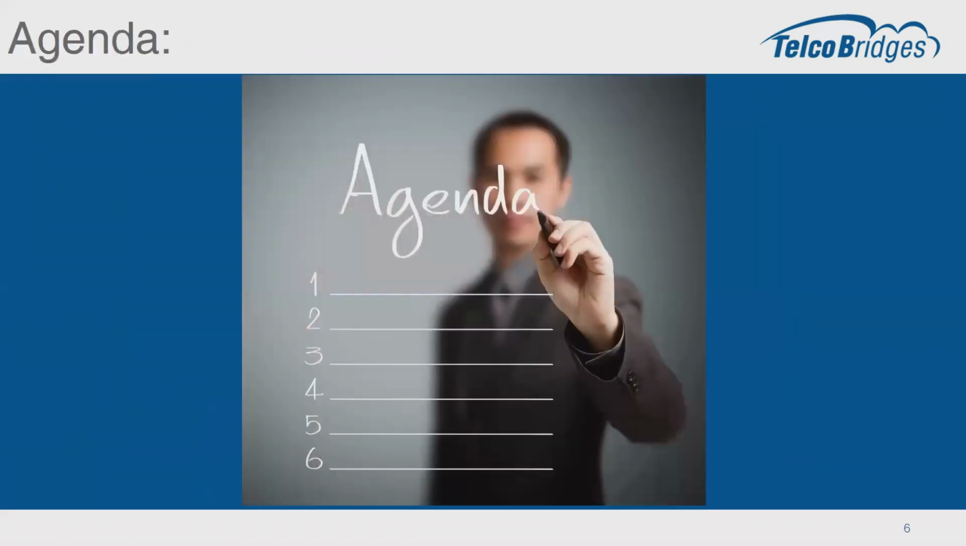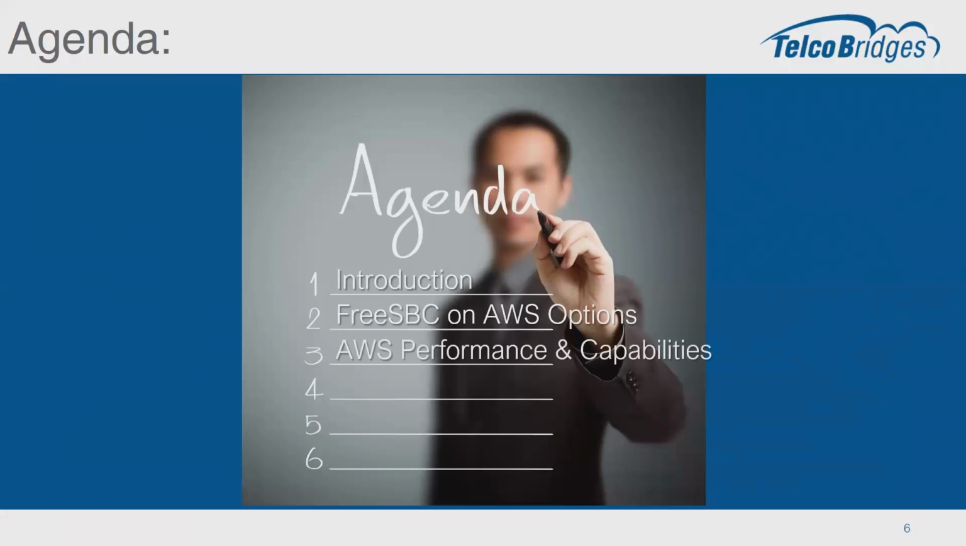So what do we have planned for today's session? Well, first, we've covered the introductions, and we're going to move on and talk about three of the options for FreeSBC on AWS. We're going to give some specifics on performance and capabilities on AWS. Luke's going to actually go through the process of doing a configuration and implementation. And then we're going to move on and talk about some of the use case examples. We're going to share where you can learn more information, and then, of course, we'll wrap up with your questions and other discussion at the end. So lots to cover today.